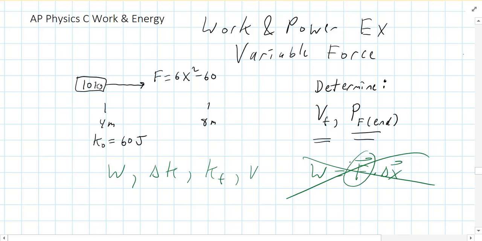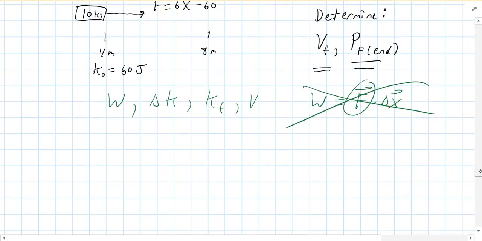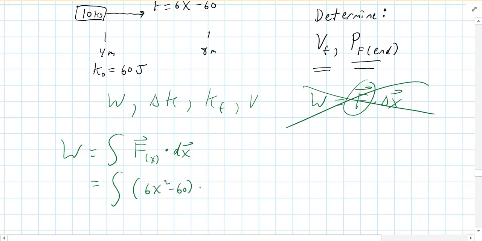So you have to use the most general definition of work, which is the following. Work is equal to the integral of F. In this case, force is a function of x, so we're going to times dx. For our example, the force is 6x squared minus 60, dot dx, and we're evaluating that from the 4-meter mark to the 8-meter mark.